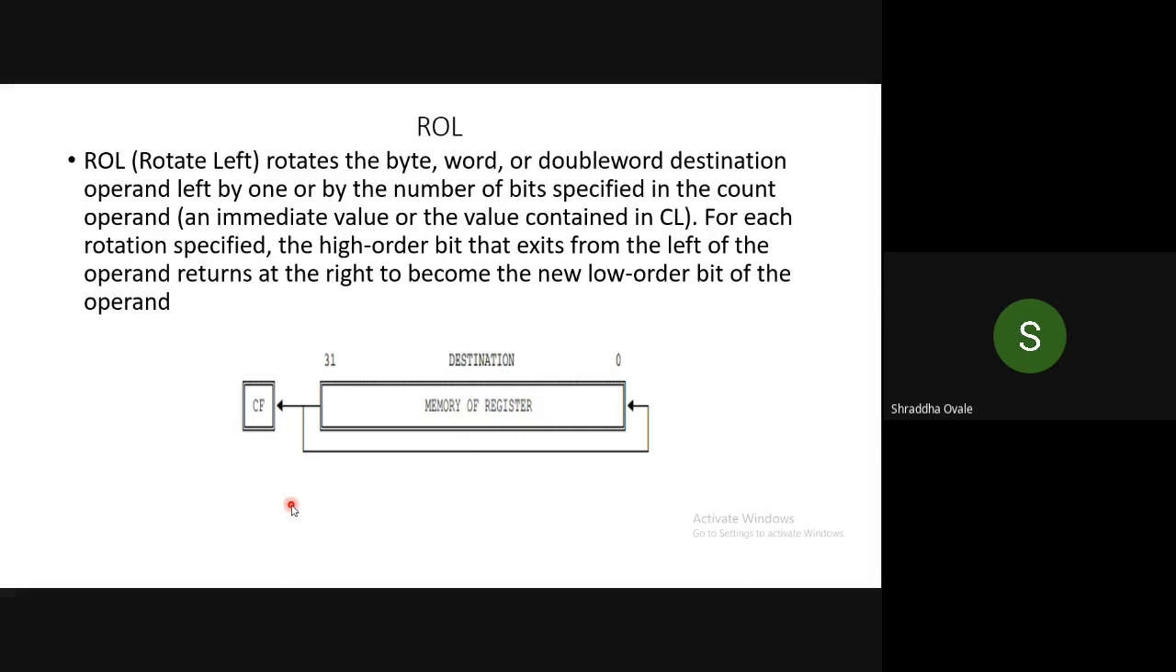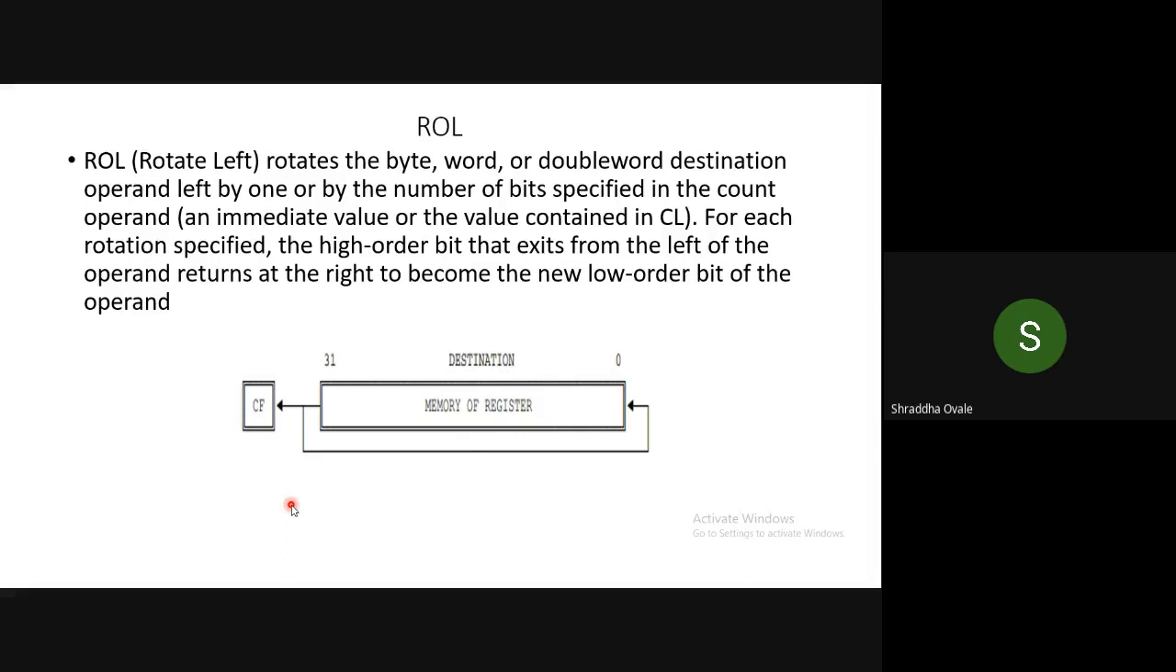Now we are rotating to the left side. What is written over here? ROL will rotate the byte, word or double word destination operand left by 1 or by the number of bits specified in the count operand. Then an immediate value or the value contained in the CL register. For each rotation specified, the high order bit that exits from the left of the operand will return at the right to become the new lower order bit of the operand.